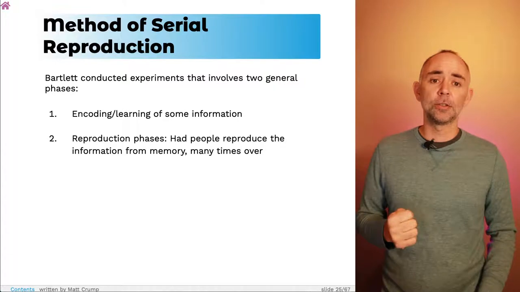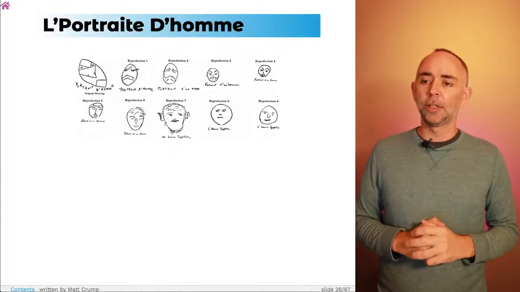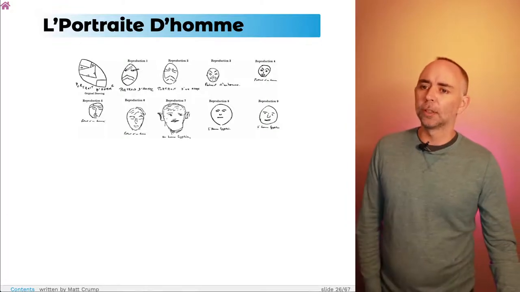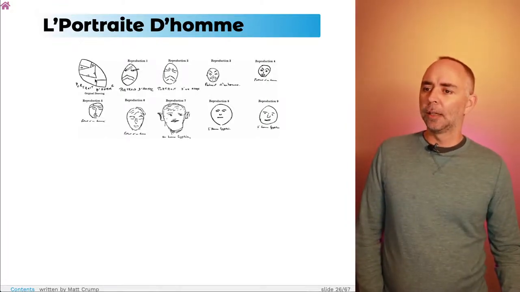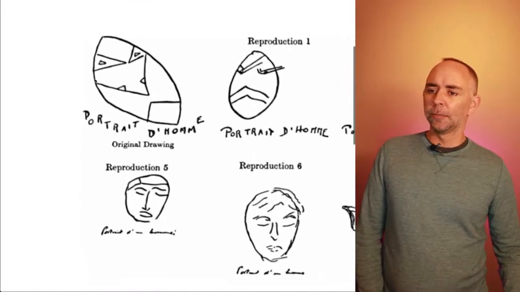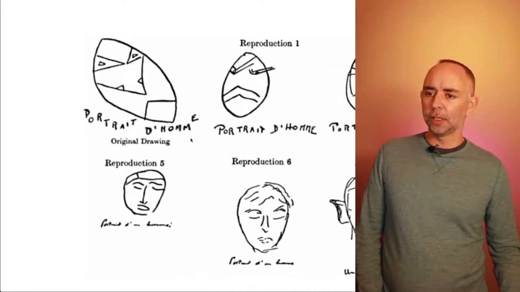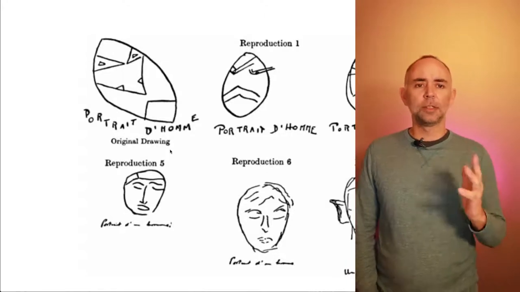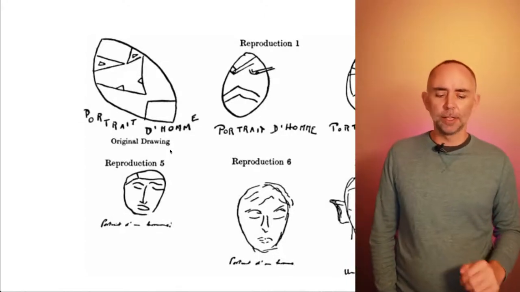He also did it with pictures. We'll take a look at a picture example. This is from an experiment that he called Le Portrait d'Homme. And in this experiment, he showed people this picture right here. This is the original drawing. So you get to look at this picture, and then you would be given a blank piece of paper, and he would say, okay, get out your pencil and draw everything that I showed you.